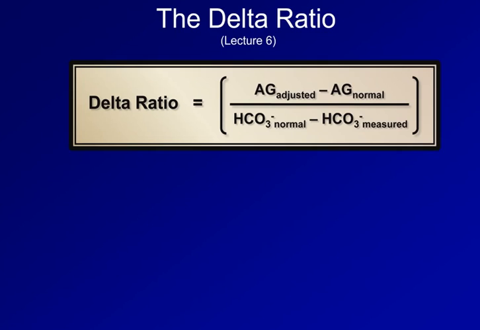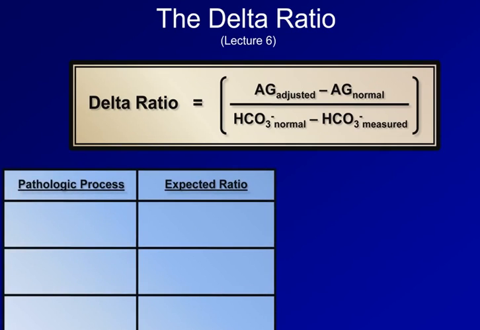At first glance, it may seem that the delta ratio should be 1 in an uncomplicated elevated gap metabolic acidosis, that is, for every 1 milliequivalent per liter of unmeasured anion picked up by the anion gap, 1 milliequivalent per liter of bicarb should be buffered. However, since there are other buffers besides bicarb, the delta ratio is often greater than 1.